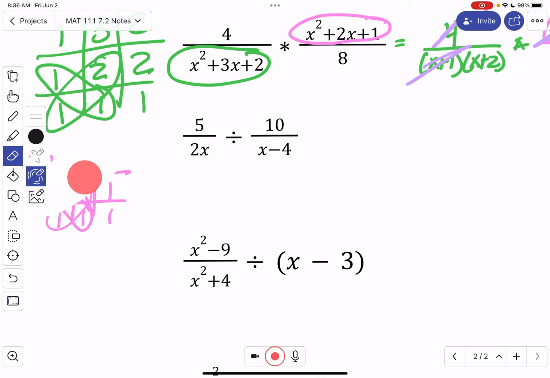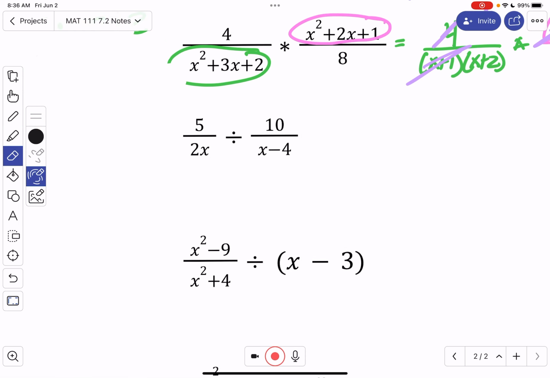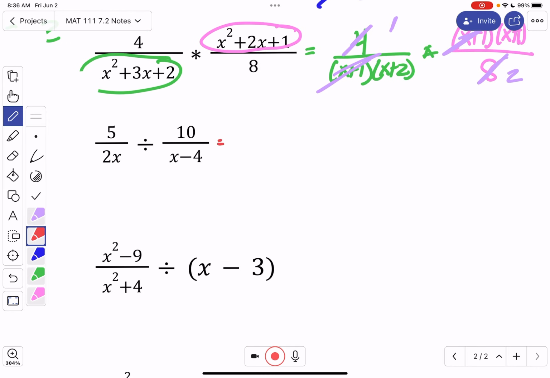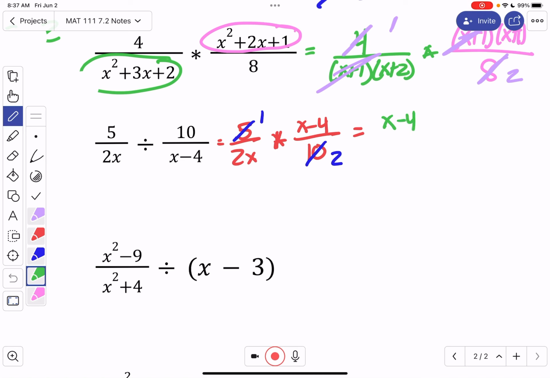So I'm going to do this first one here, make some room. Doesn't look like I need to factor anything. So we keep the first fraction, change it to multiplication, flip the second fraction. Then we reduce. 5 divided by 5 is 1. 10 divided by 5 is 2. Then we multiply across. 1 times x minus 4 is x minus 4. 2 times 2x is 4x. And that's our answer.